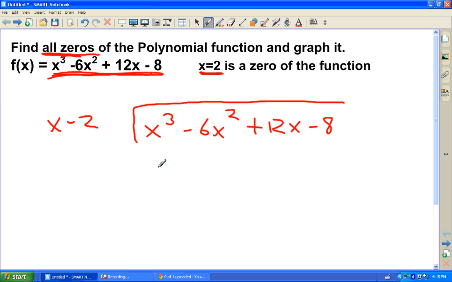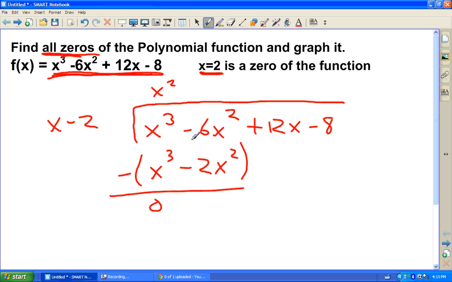So let's do the long division here. I think if I want to get an x cubed down here, I've got to have an x squared up there. So x squared times x is x cubed minus 2x squared. I'm just going to do my division here and work this out. Get a 0 there. Minus 6 plus 2 is a minus 4x squared. Bring the 12x down and do it again.